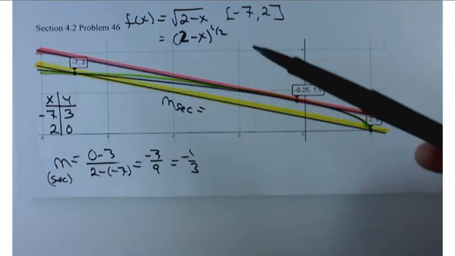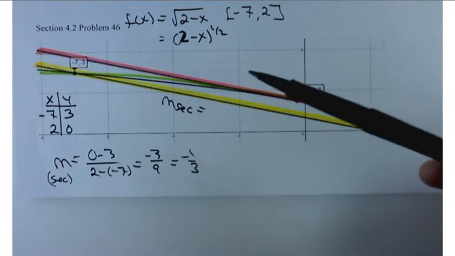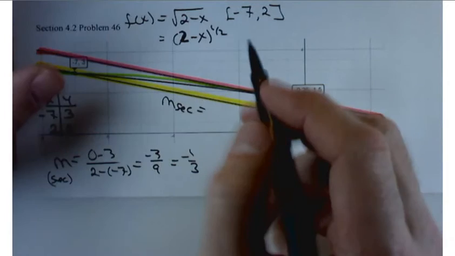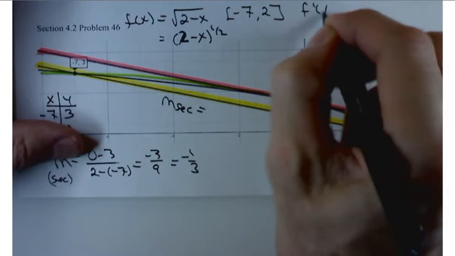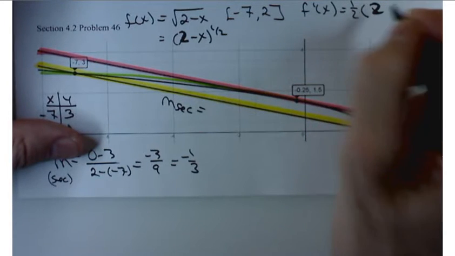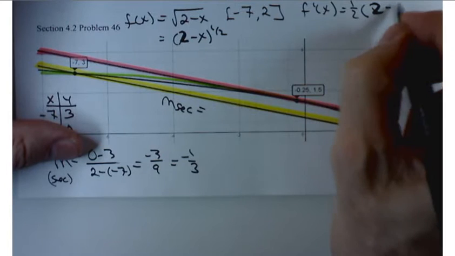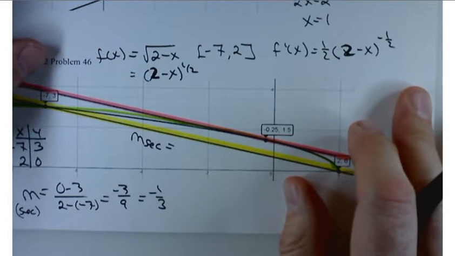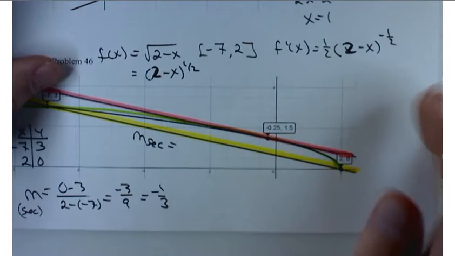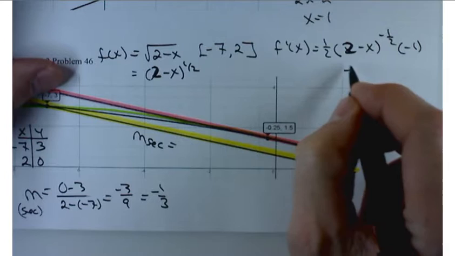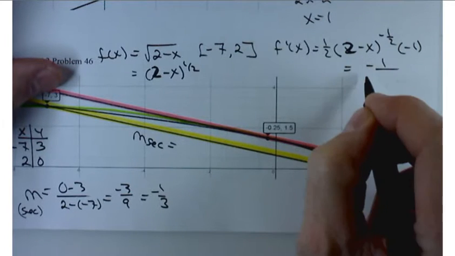What's the derivative of 2 minus x to the 1/2? I keep on wanting to put an x there. 1/2, 2 minus x to the negative 1/2. That's the derivative of the outside. Hopefully it didn't stop there though, right? Times the derivative of the inside, which is a minus 1. In other words, minus 1 over 2 times 2 minus x to the 1/2 power.